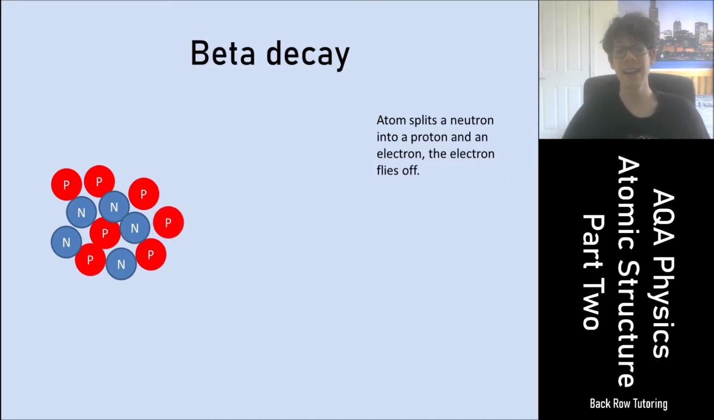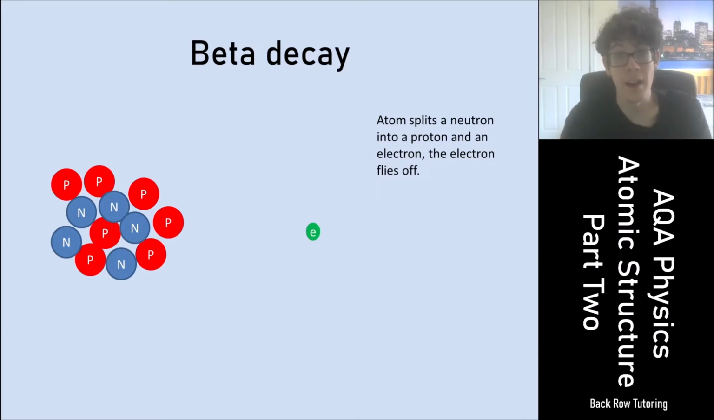So beta decay next. You can see that a neutron splits and becomes a proton and an electron, and the electron is fired away. So the atom splits a neutron into a proton and an electron, and the electron flies off. In beta decay, you have your neutron, which has no overall charge, it's neutral, and what actually happens is the neutron splits in 2 into an electron and a proton. The proton stays in the nucleus and the electron flies away.